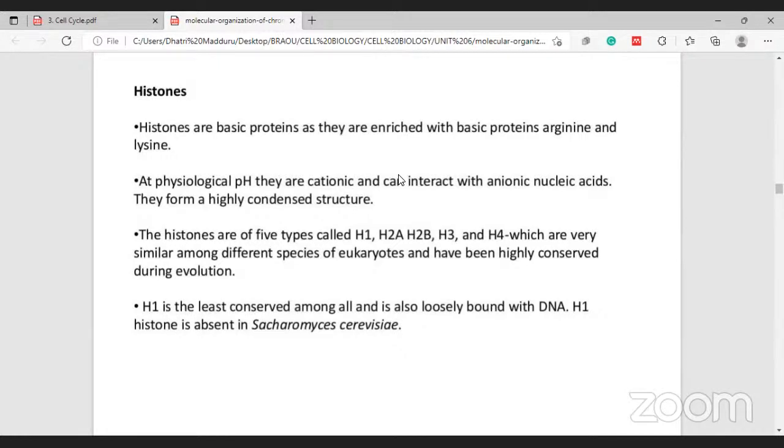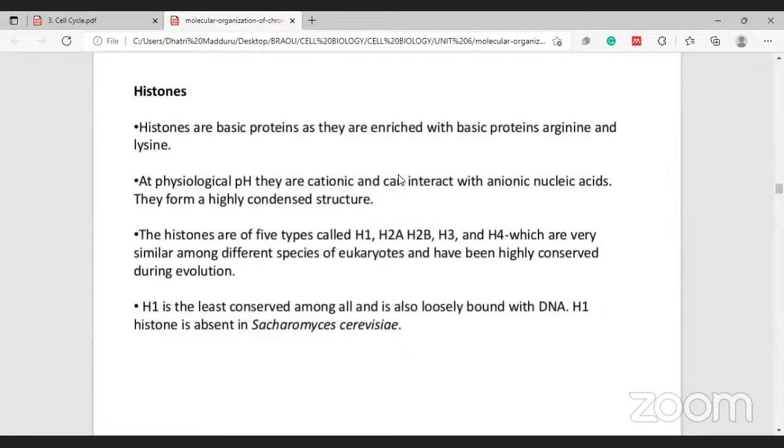The next is histones. Histones are the basic proteins. They are basic in nature because they have basic amino acids. If we see the 20 amino acids, we have acidic amino acids, basic amino acids, then aliphatic, aromatic amino acids, and different types of amino acids. The basic amino acids like arginine and lysine are present in the histones. Therefore, they are basic in nature.